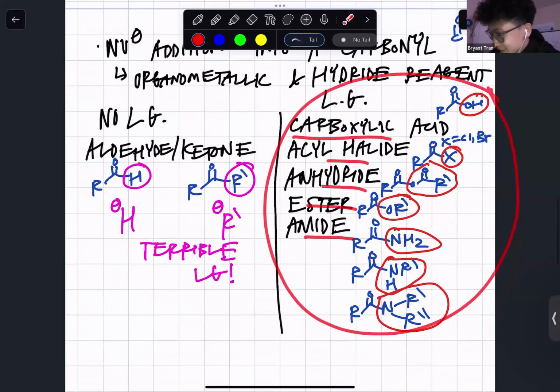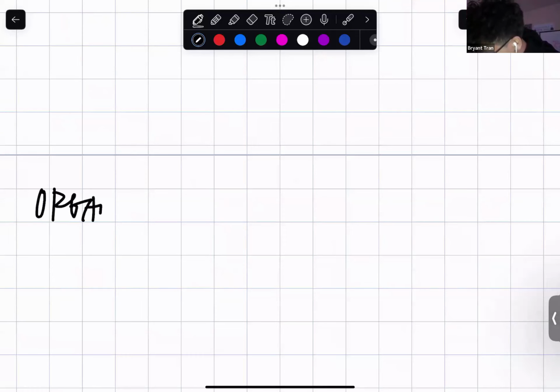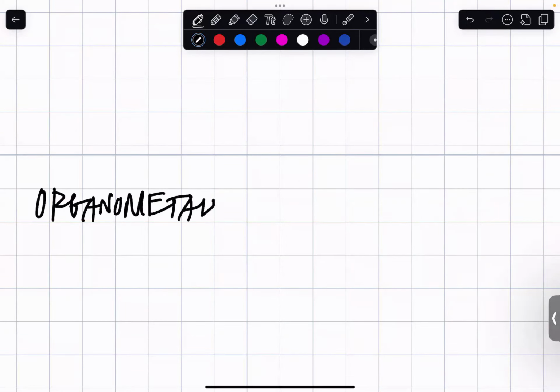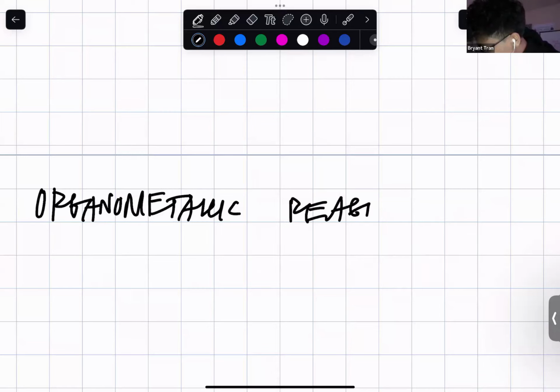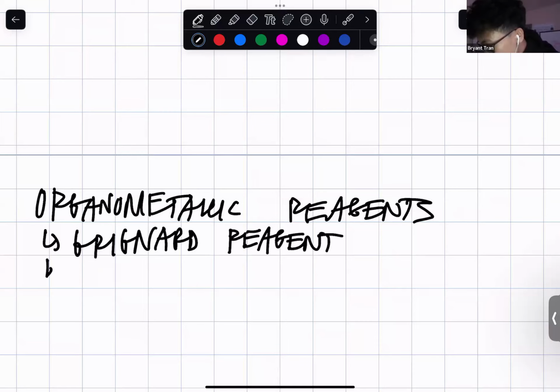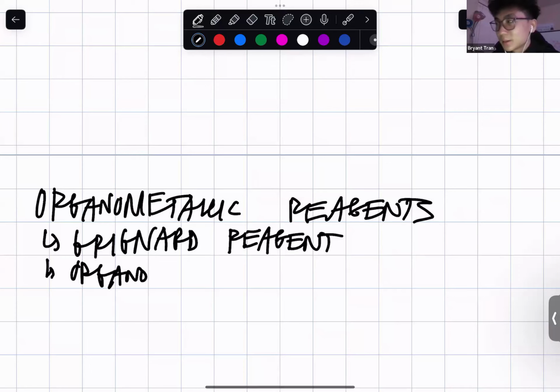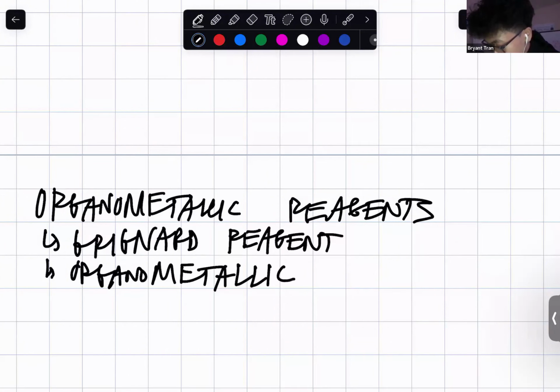Right. Yeah. So let's talk about organometallic reagents. So there's two types. There's Grignard reagent. And there's organolithium. Well, there's another one as well. There's the organocuprate one, the Gilman one, but that is 118B, and it probably won't come back in 118C, so you don't have to worry about that.